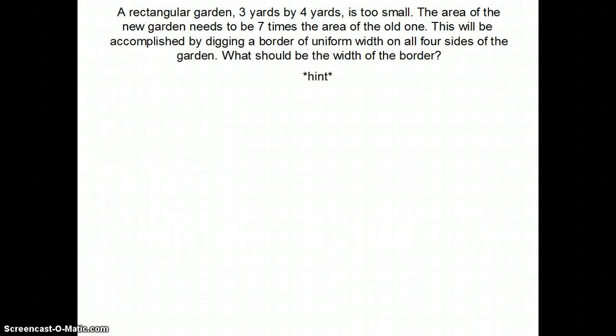A rectangular garden, 3 yards by 4 yards, is too small. The area of the new garden needs to be 7 times the area of the old one. This will be accomplished by digging a border of uniform width on all 4 sides. What should be the width of the border? Your hint is to draw a picture. I'd like to leave you here. This will be your challenge question for the day. Go ahead, draw your picture, and see what you can do to solve.